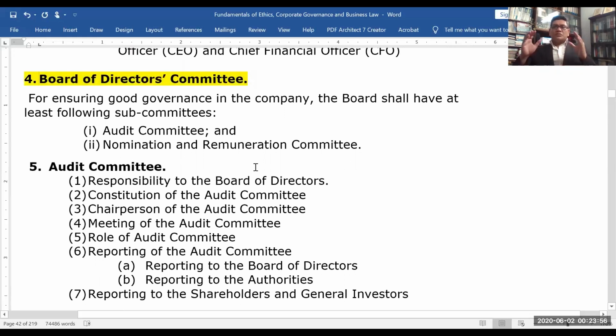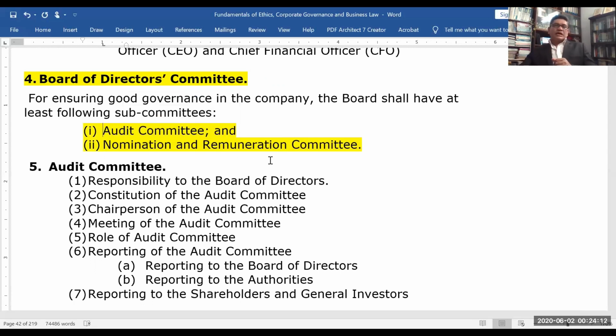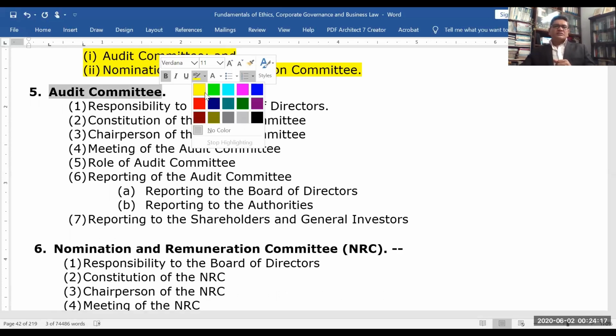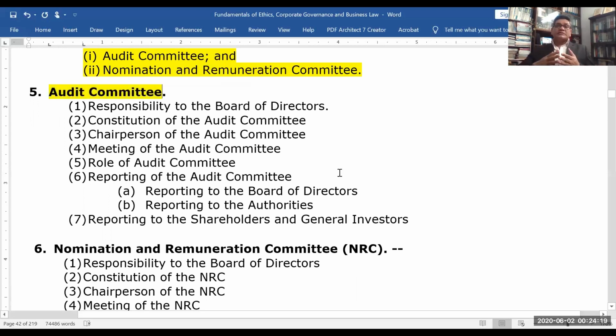Number 4. So at least 2 committees should be in every company: the audit committee and nomination and remuneration. And as per the Bangladesh Bank guidelines, we have a circular, there should also be a risk management committee. And audit committee, number 5 condition, responsibility of the board of directors, constitution of audit committee, chairperson of the audit committee. As per the securities guideline, an independent director would be the chairman of the audit committee.